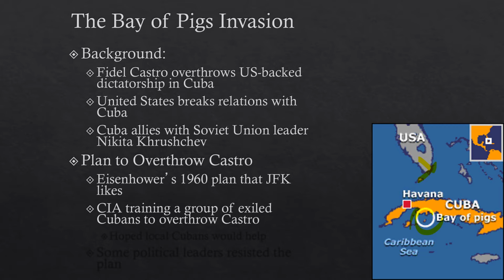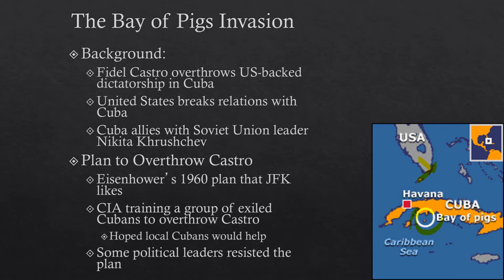overthrow Castro. And the hope would be, since the rumor was that all of the people of Cuba didn't like him, that more people would join in this mini revolution and overthrow Castro. So by training a small group of exiles, the hope would be that more locals would come and join them. There were a lot of people in Kennedy's inner circle who did not like this plan. Early in 1961, just a few months into Kennedy's presidency, very few people thought that this would be a good idea.